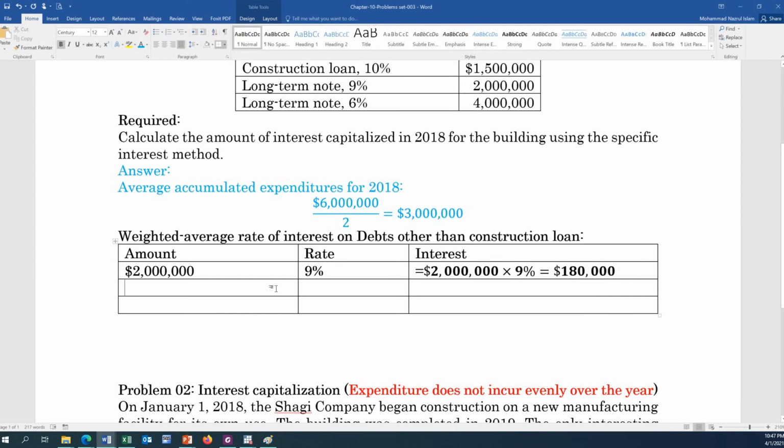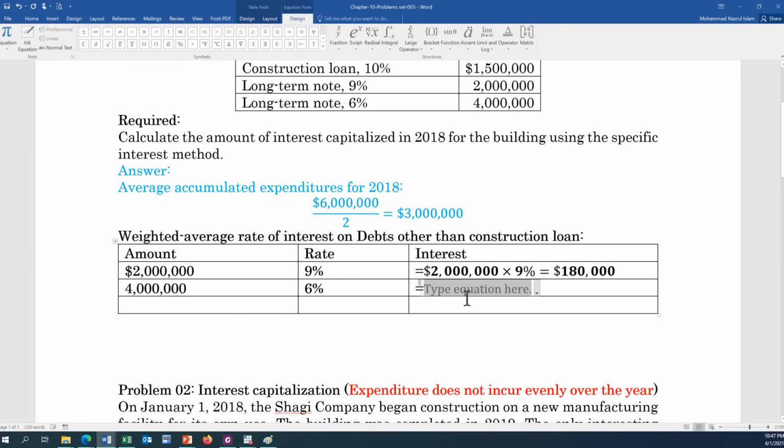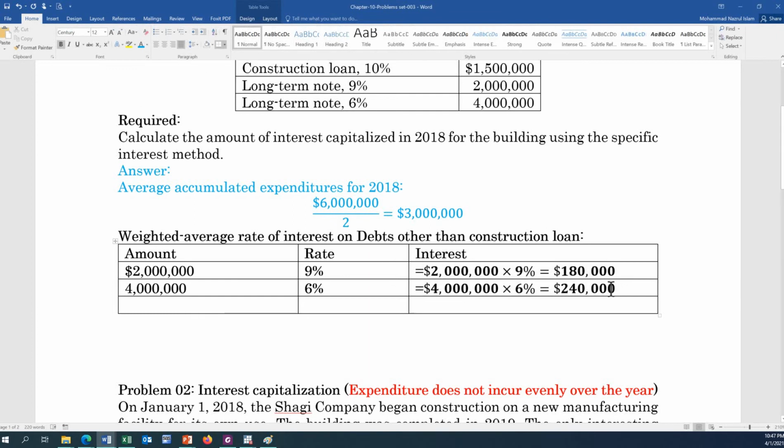And then we have 4 million at 6%, so it should be equal to 240,000. So the total would be 420,000 total interest.